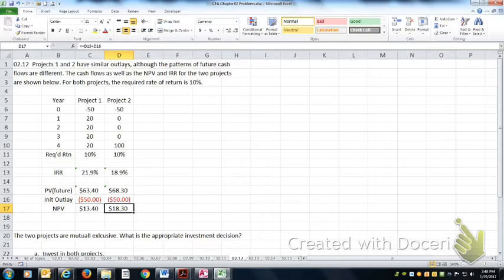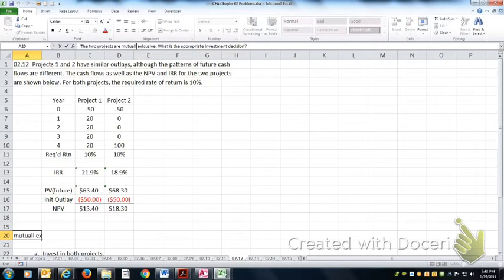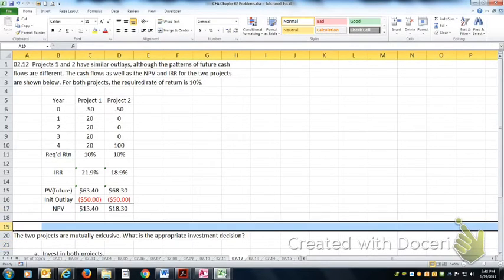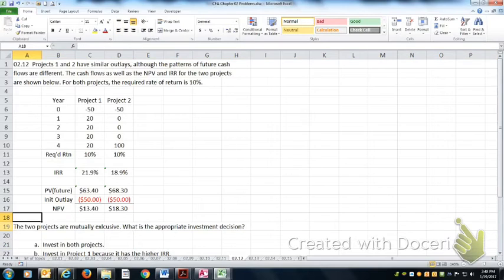Okay, so what's the appropriate decision? The IRR is higher on project 1, but the NPV is higher on project 2. The answer is when there are mutually exclusive projects, mutually exclusive means I can have one or the other or neither, but I can't take both. So if you have mutually exclusive projects, you always want to pick the one with the highest net present value.